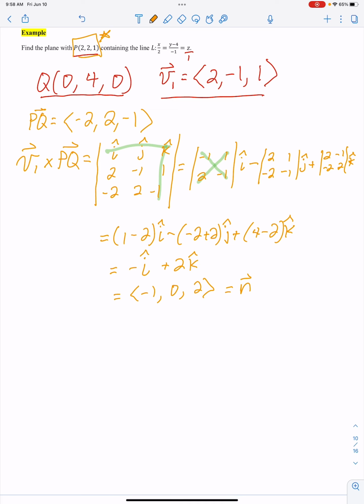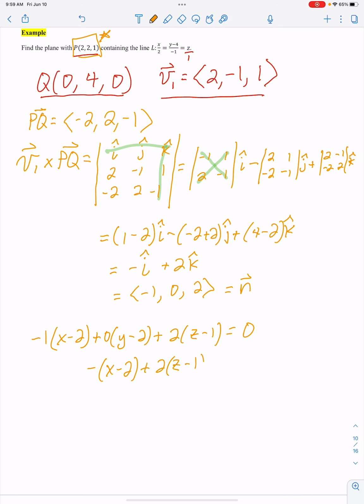To write that equation of the plane, it's -1 times (x - 2), plus 0 times (y - 2). You could just leave that off if you want, but I want to do it for note's sake. And then plus 2 times (z - 1). All right, that means we get -(x - 2) + 2(z - 1) = 0. That's standard form. And then we'll go to general form since it's not that far away. -x + 2 + 2z - 2, I get -x + 2z = 0. And that's the general form.